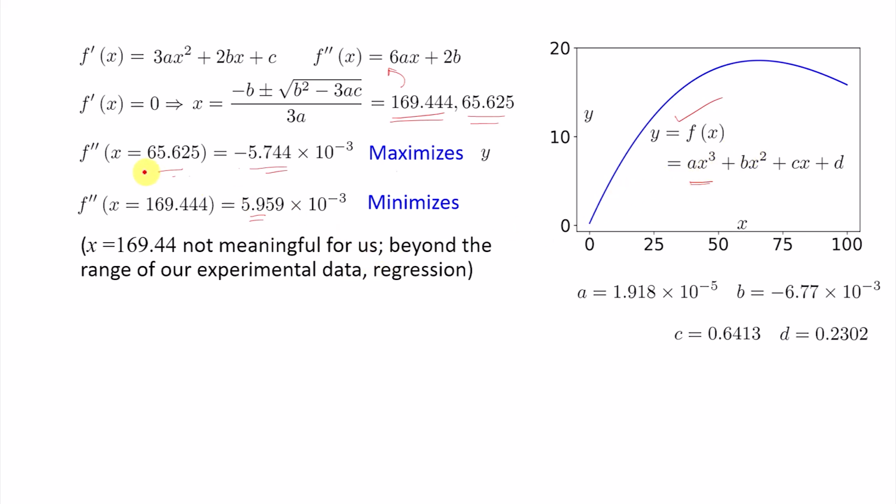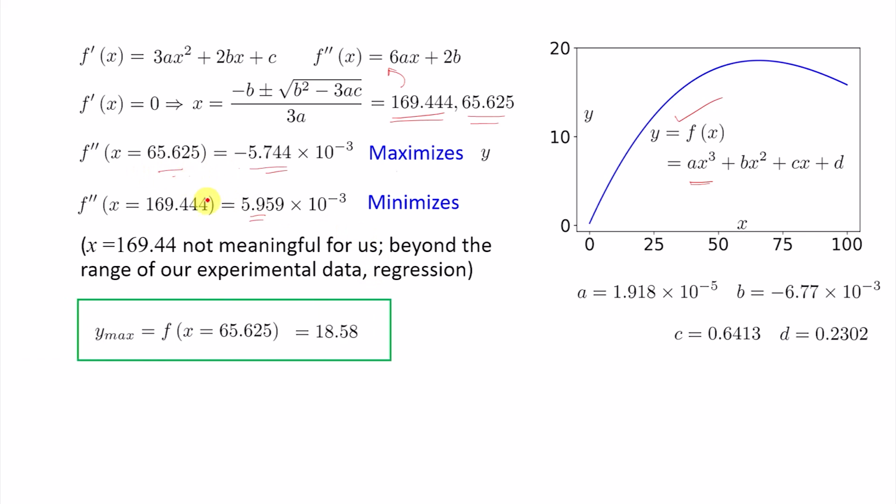So what we do is focus only on 65.625, and that tells me that the maximum value of y will be given by whatever its value comes to at x equals 65.625. So somewhere, let us say around this point, it will hit the maximum here, and that is slightly less than 20. That comes as 18.58. So that is the maximum value of y, and it gets its maximum at 65.625. So this x star is 65.625, where the function gets its maximum.